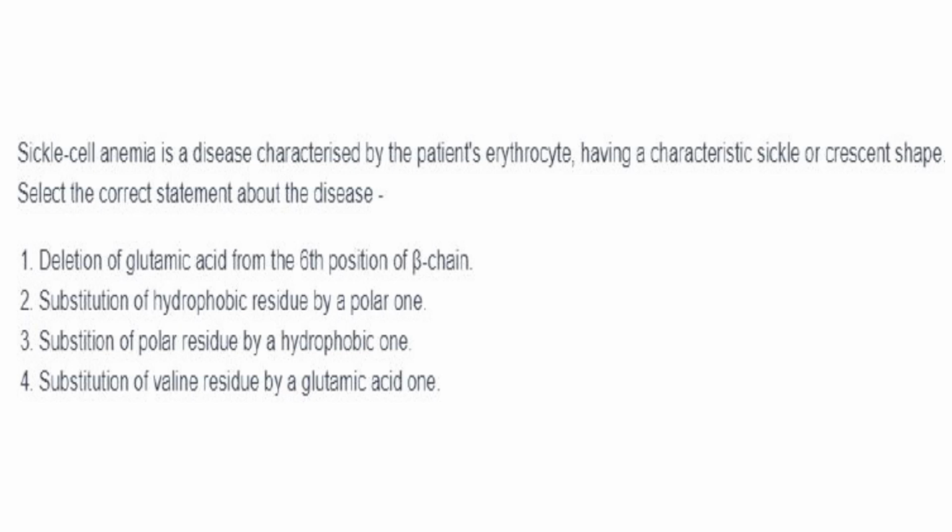So first statement, deletion of glutamic acid from the 6th position of beta chain, it is not deletion, it is substitution. So that is not correct. Substitution of hydrophobic residue by a polar one. Here I told you glutamic acid is substituted by valine. Glutamic acid is a polar amino acid and valine is a hydrophobic amino acid. So substitution of hydrophobic residue by polar one is not correct. It should be the other way around, that is substitution of polar residue by a hydrophobic one. So that is seen in option 3. So statement 3 is correct. Substitution of valine residue by glutamic acid, that is also not correct. It is substitution of glutamic acid by valine.